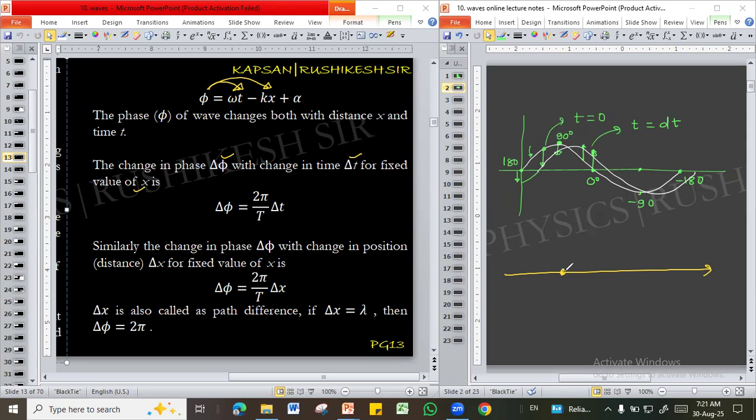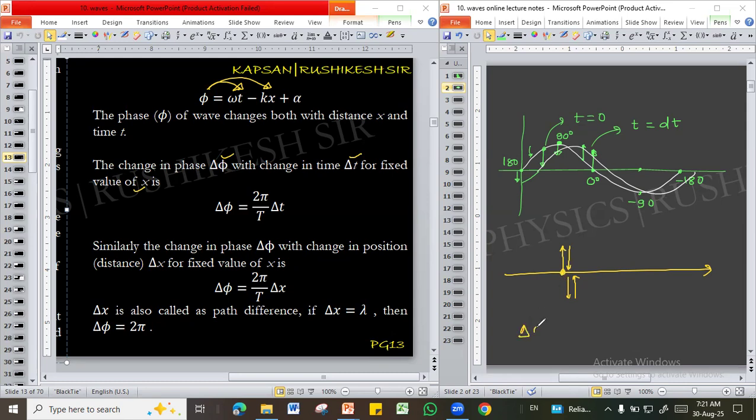Right now it is here. It will go up. It will come down. It will go down. It will again come up. Like this, it will start oscillating. So if you fix the position, then with respect to time, the phase of this particle is going to change. Right now its phase is 0. Now it will become 90. Now it will become 180. Now it will become 270. And finally it will become 360. So at a given position, the particle is oscillating, so the phase is changing.